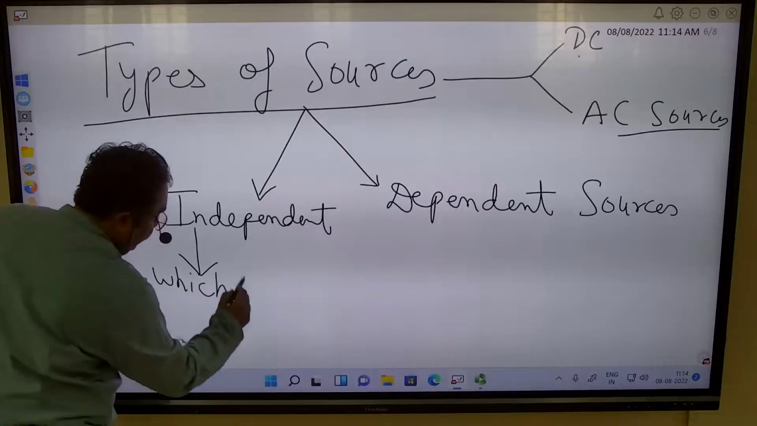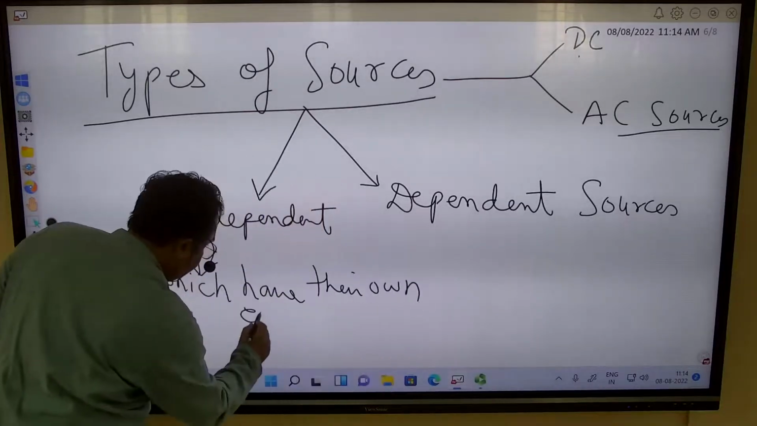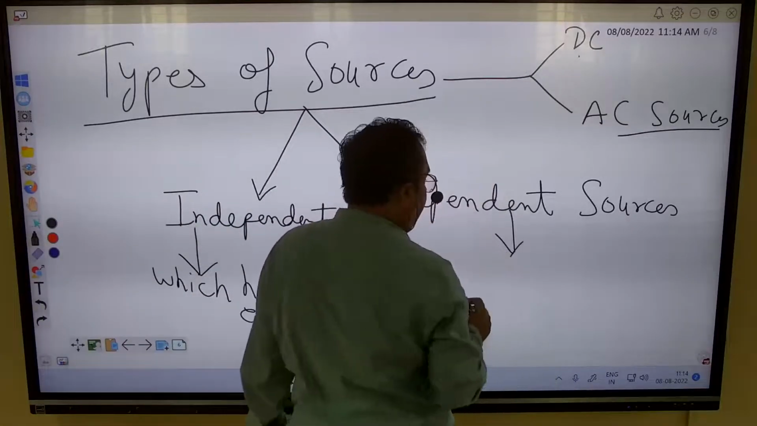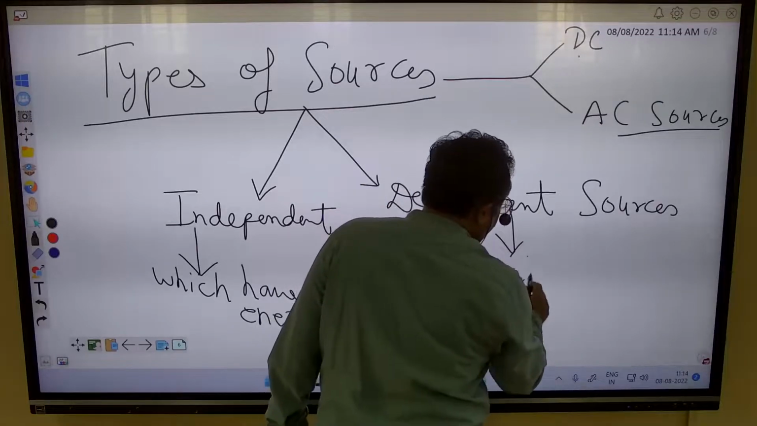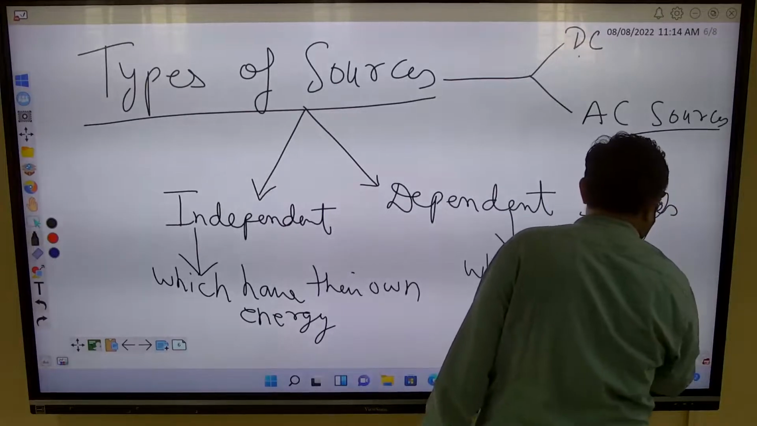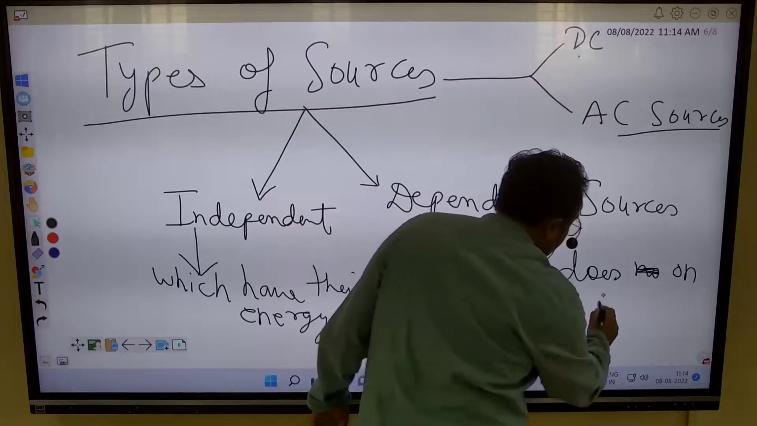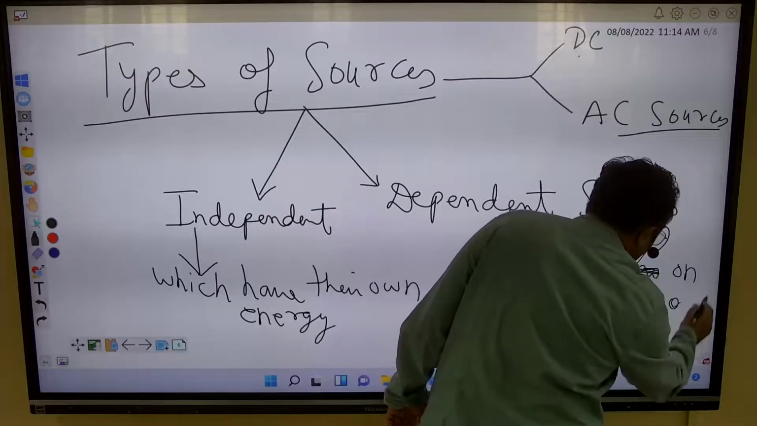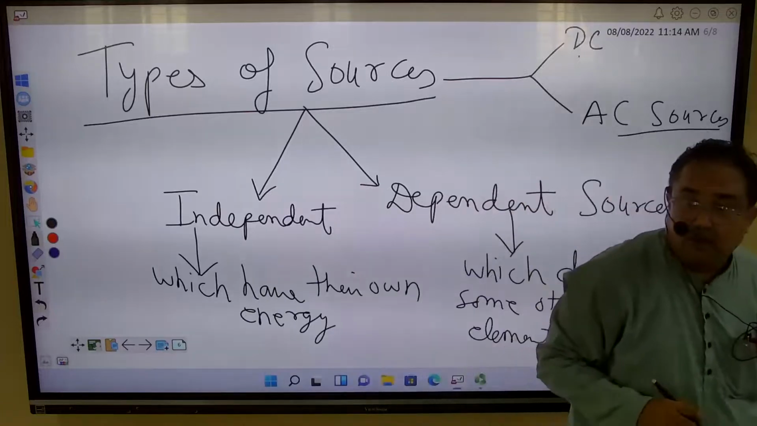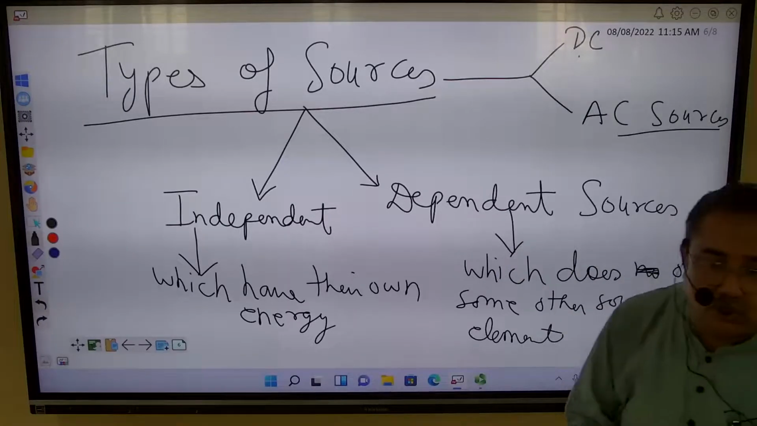So independent sources have their own energy. Dependent sources depend upon some other sources or elements in the circuit. Okay, these dependent sources you will find in electronic circuits, but we will study them in our circuit theory also.